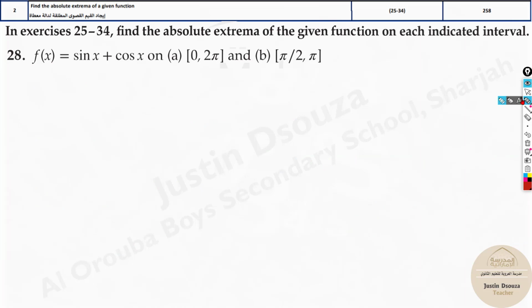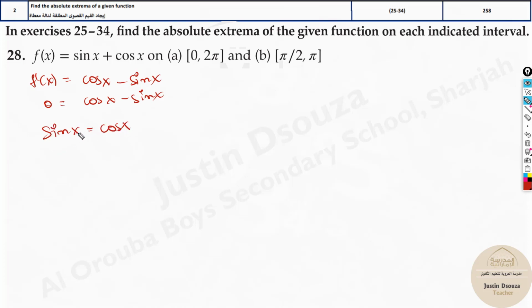Okay, I will do this one. It's about sine x and cos x. So first is derivation, f dash of x. What is the derivation of sine x? It is positive cos x, but cos x derivation is minus sine x. Now make this equal to 0, cos x minus sine x. Now I will take this to the other side. Sine x is equal to cos x.